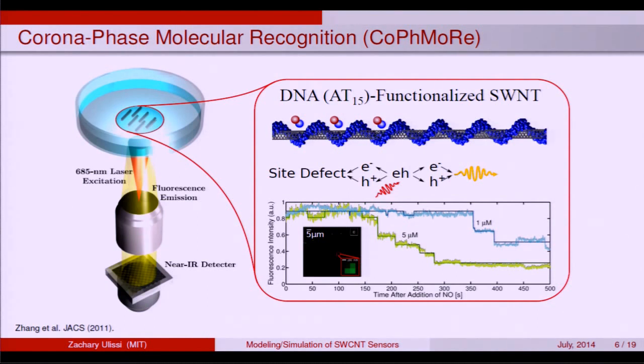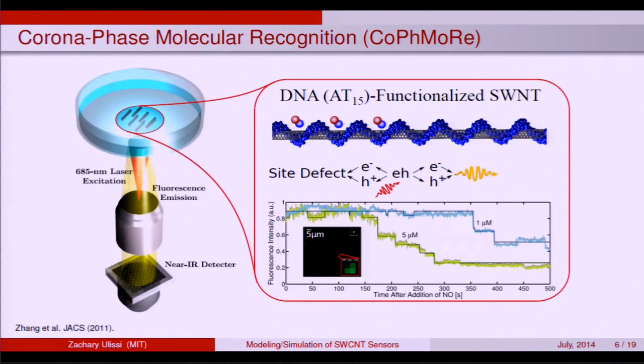And depending on the concentration of the small molecule that we use, in this case DNA AT15 recognizes nitric oxide, we can actually see these individual quenching events, which are individual nitric oxide molecules adsorbing to the surface of the nanotube and quenching the signal. So this is a single molecule study that we can see very easily in a microscope.